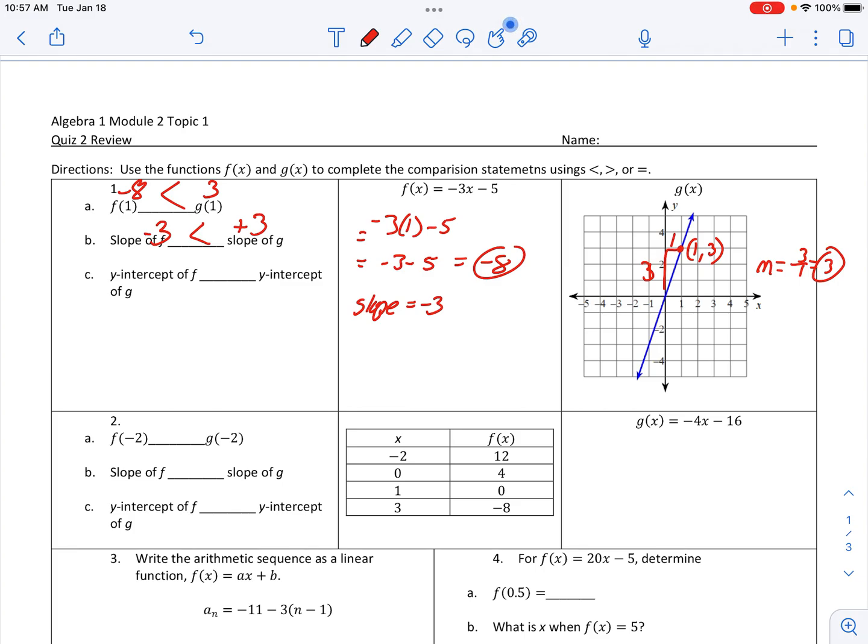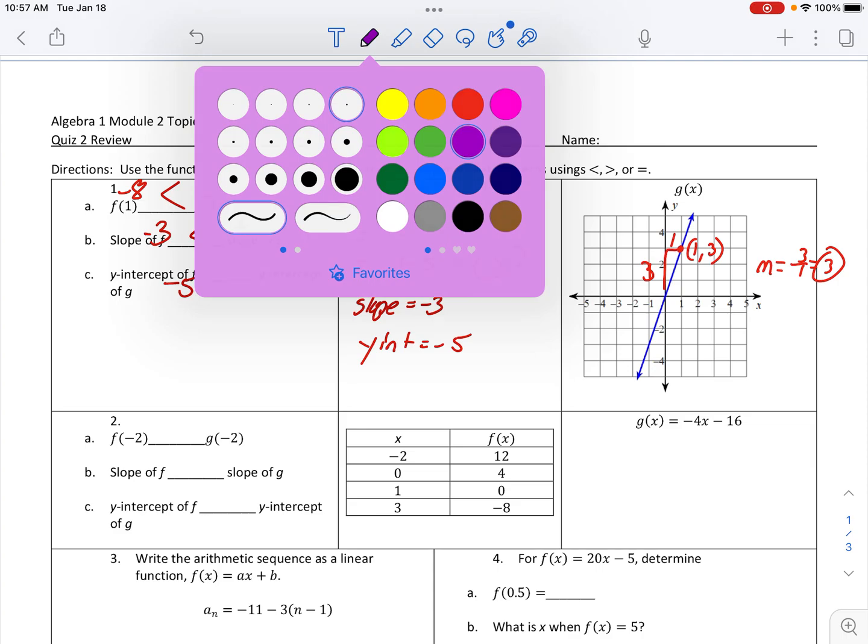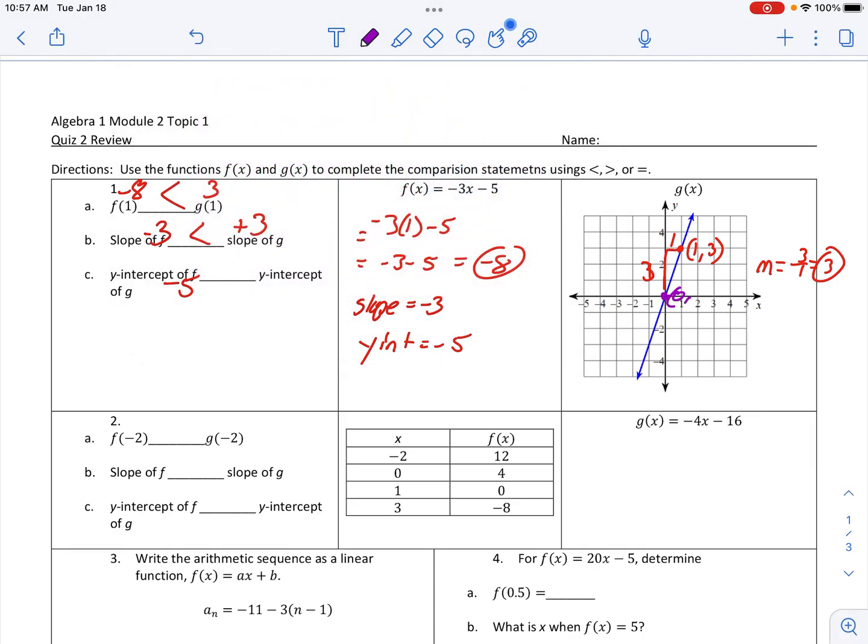The y-intercept from the equation is right there in front of you. The y-intercept is -5. And the y-intercept of g is crossing the y-axis right here at the origin. The y-intercept is at 0. And -5 is less than 0.